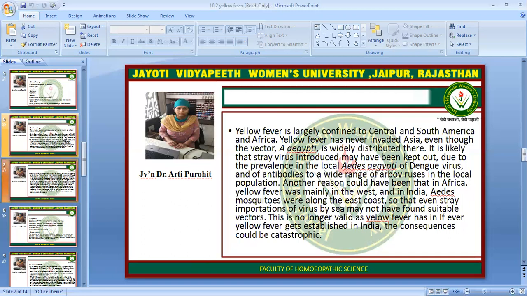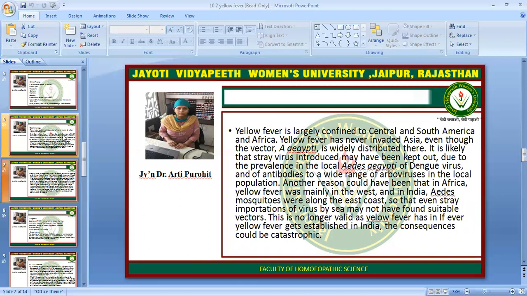Yellow fever is largely confined to Central and South America and Africa. Yellow fever has never invaded Asia, even though the vector Aedes aegypti is widely distributed there. It is likely that stray virus introduced may have been kept out due to the prevalence in the local Aedes aegypti of dengue virus and of antibodies to a wide range of arboviruses in the local population.